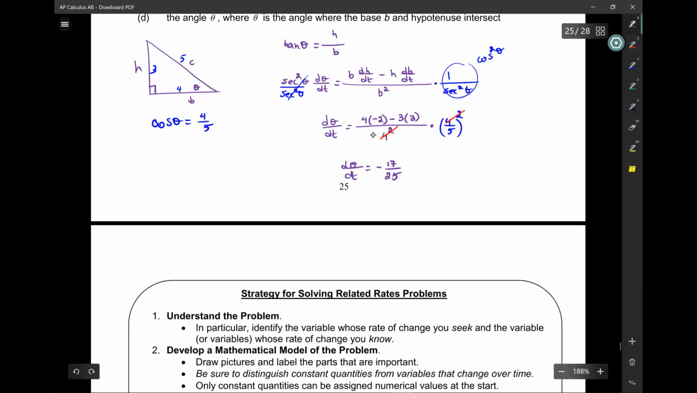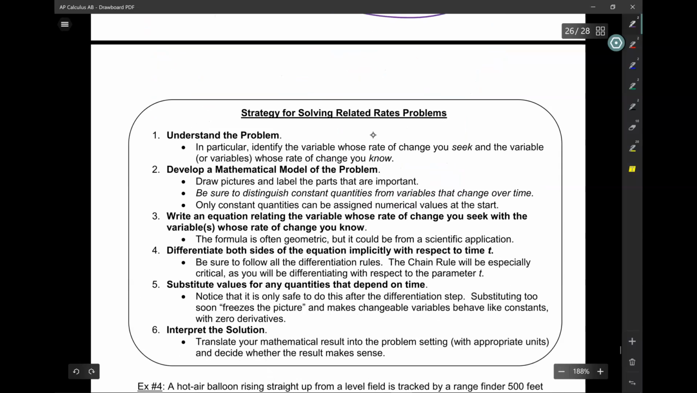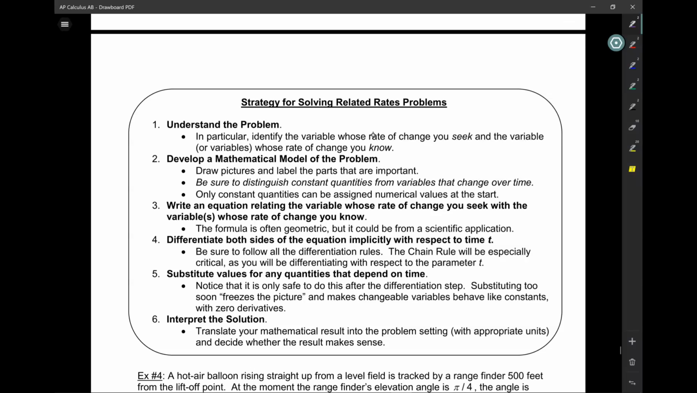What are the units? Not degrees though, radians per second. Lovely, fantastic. So negative 17 over 25.